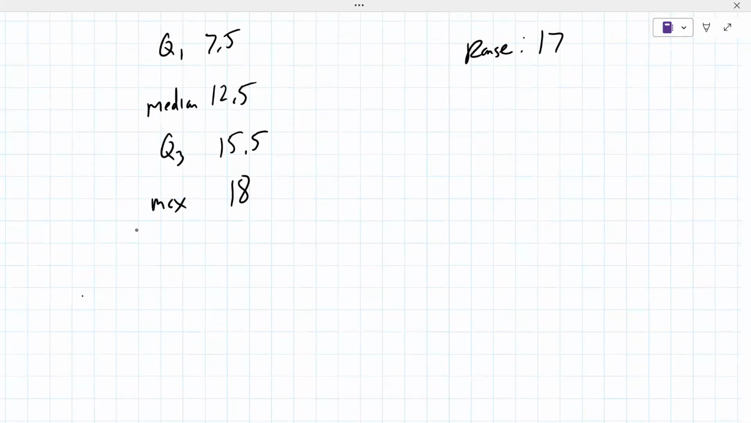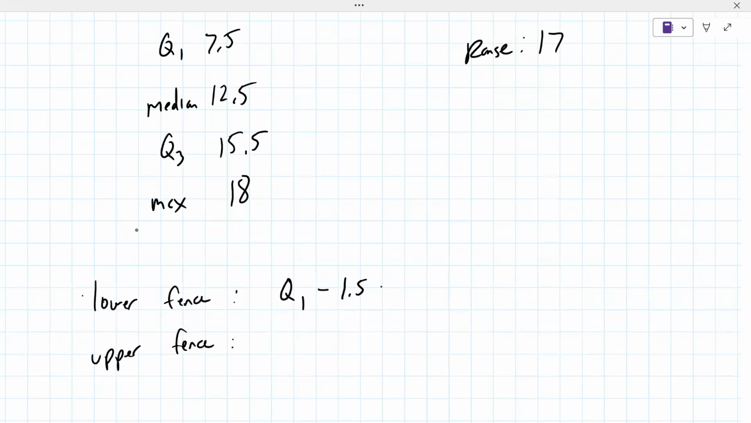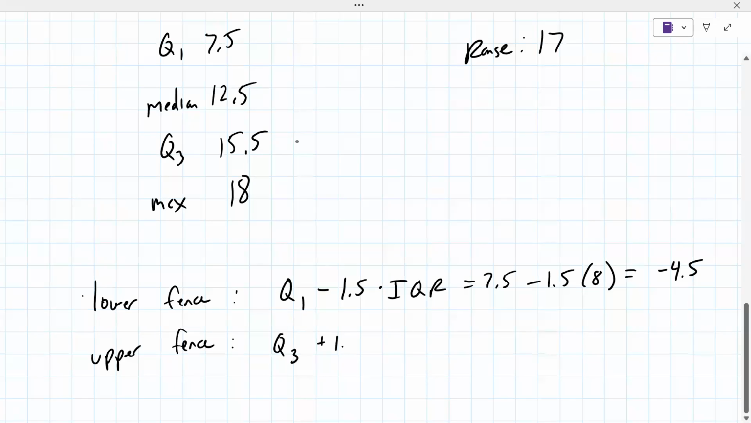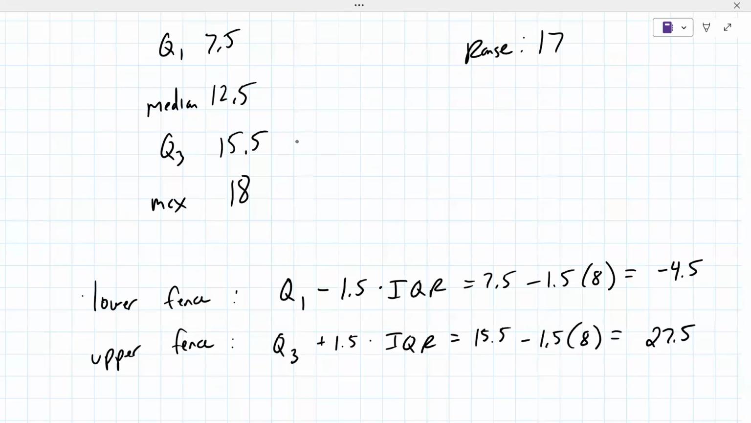So there's a couple other things we can calculate. One is called the lower fence and the upper fence. The lower fence is Q1 minus 1.5 times the IQR. So your Q1 is 7.5. Your IQR is 8. 7.5 minus 1.5 times 8 is 7.5 minus 12, which is minus 4.5. The upper fence is Q3 plus 1.5 times the IQR. That's 15.5 plus 1.5 times 8, which is 27.5.